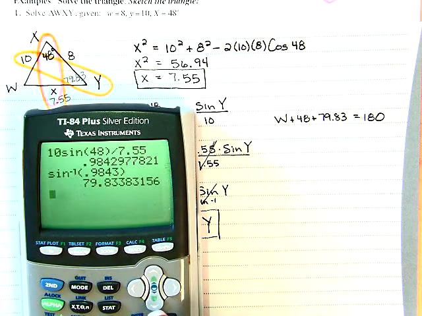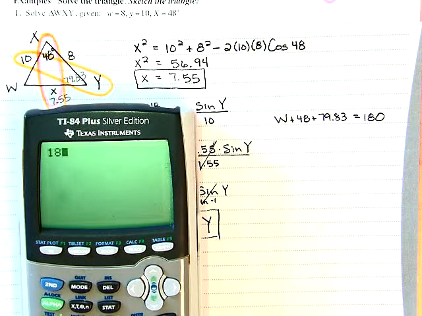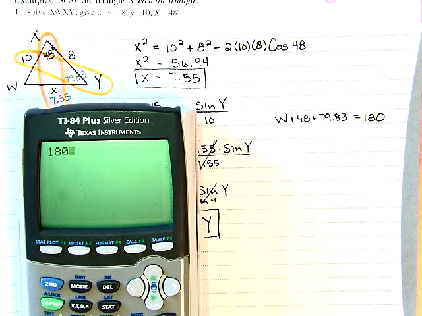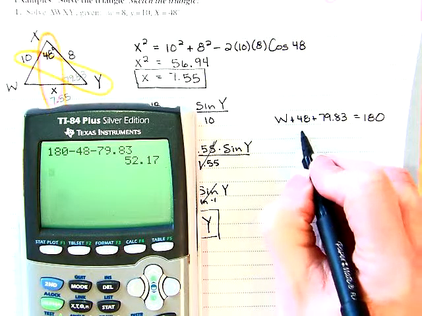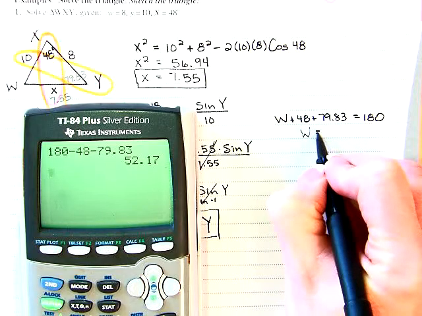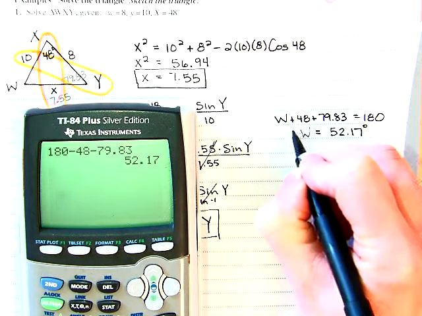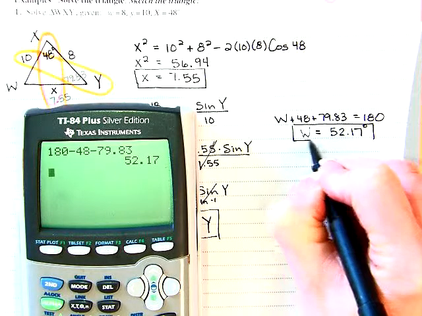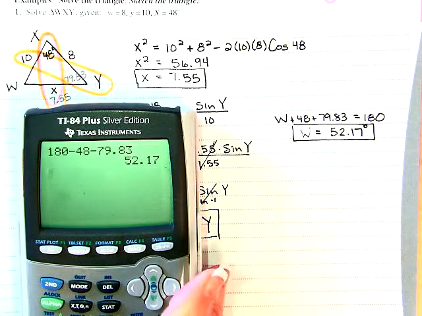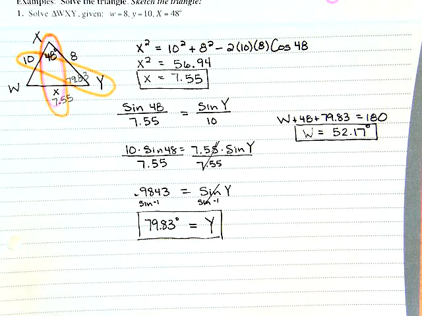I'm not going to show a ton of work because we do have a lot to do. So we kind of want to streamline a little bit. So I'm going to take 180 minus 48 minus 79.83. Enter that, and I get that angle W is 52.17 degrees. Now, I'm hoping that along the way I didn't make any mistakes. Of course, if I did, you will let me know, please. So that is a very basic problem for the law of cosines from day 1.